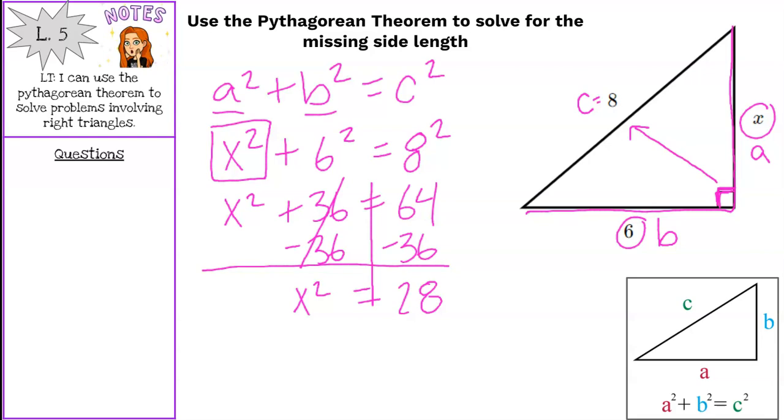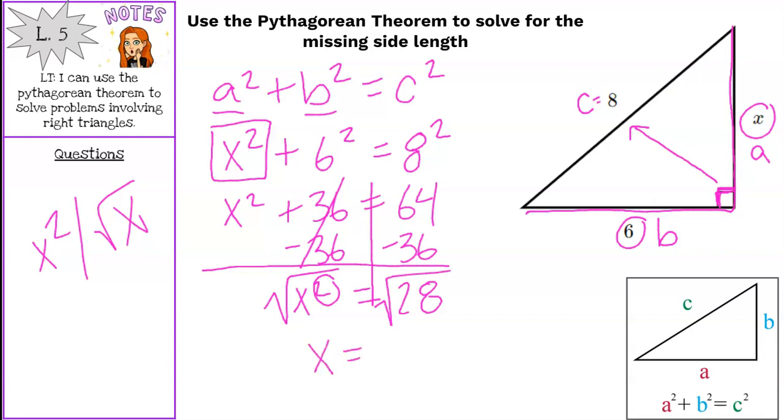And then lastly, remember to get rid of the square. The opposite of squaring a number is taking the square root. So we're going to take the square root of the left side and the square root of the right side. The square root of x squared is just x, equals the square root of 28.